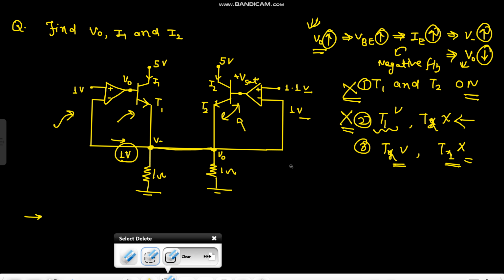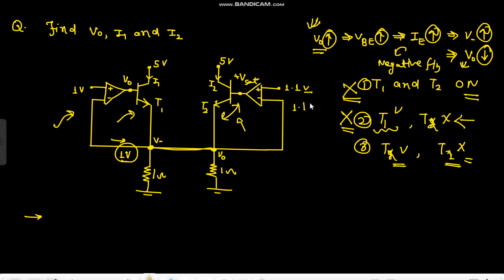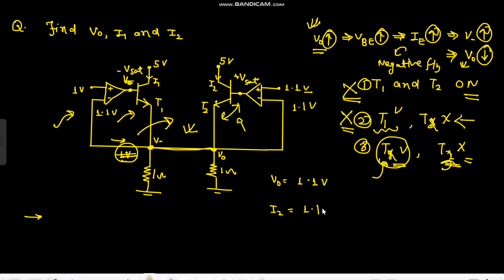So if we assume T2 to be on, we will have 1.1 volt here. So this 1.1 volt will go here. Now because of this 1.1 volt, we will have minus V set here, and because of minus V set, this would be off. So we assume T2 to be on and T1 to be off. Now this is the true condition here. Okay, you getting it? So our V naught will eventually be 1.1 volt, and I2 will be 1.1 ampere, and I1 will be 0 ampere. So this is the final answer.